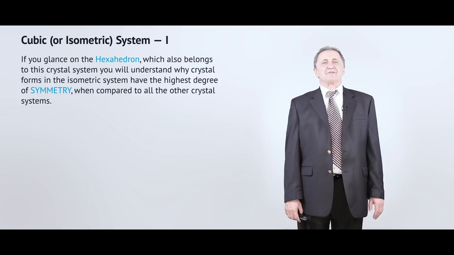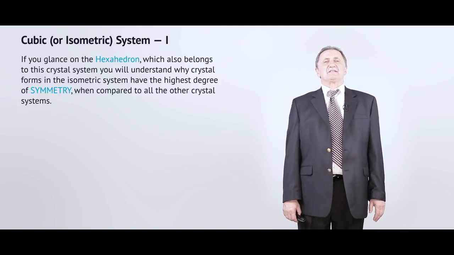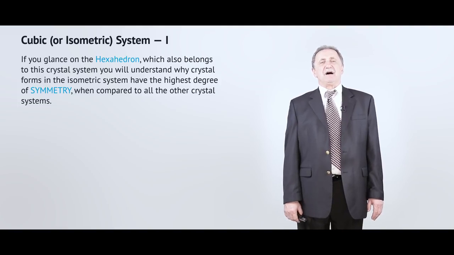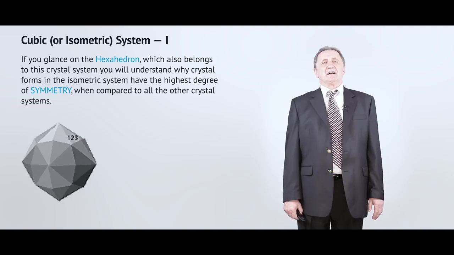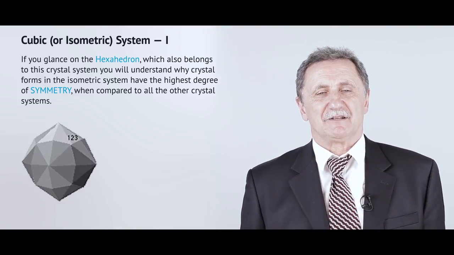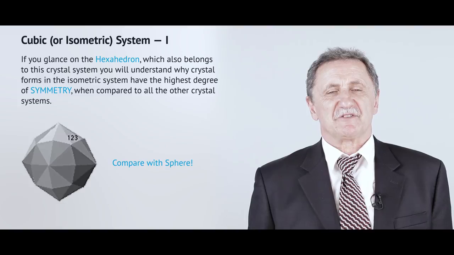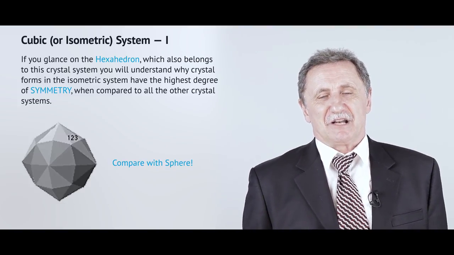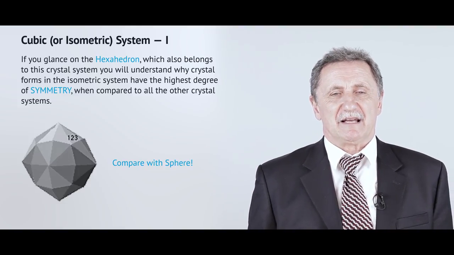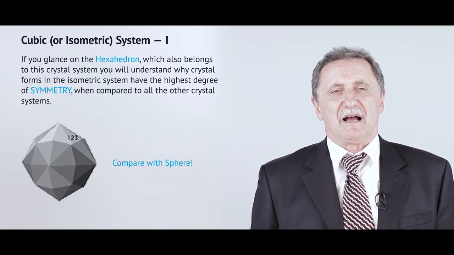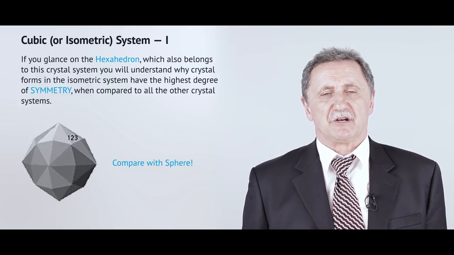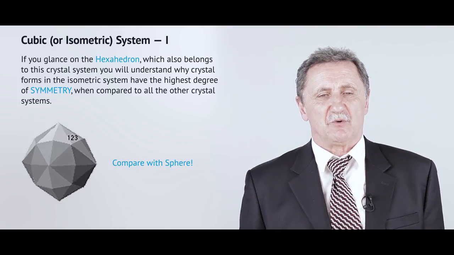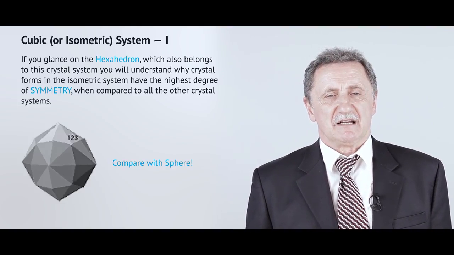And you can see, of course, here why the cubic system has the highest degree of symmetry among the other crystals. The hexahedron is very close to a sphere, which has, as you know now, infinite symmetry in some sense. That's why the cubic system indeed has the highest level of symmetry as compared to other systems, which we'll discuss next.